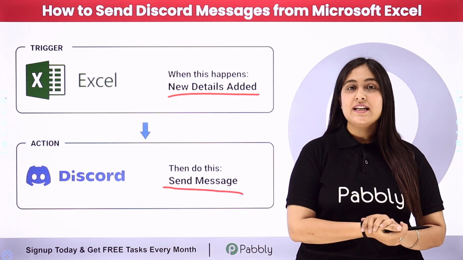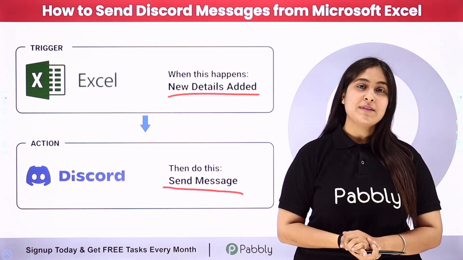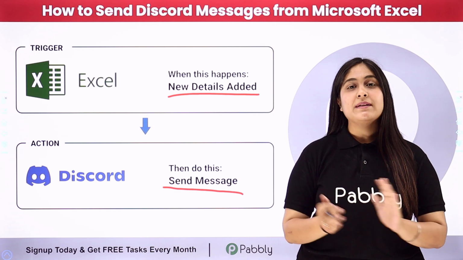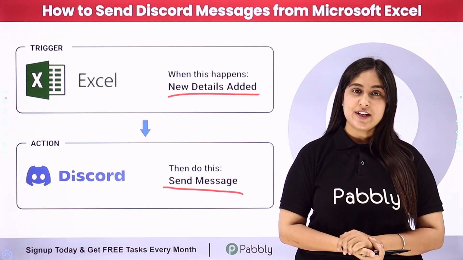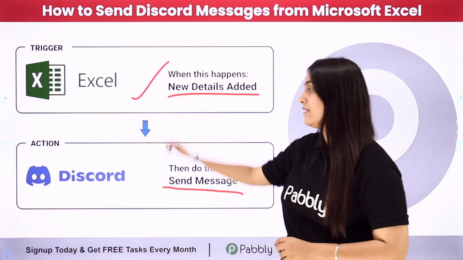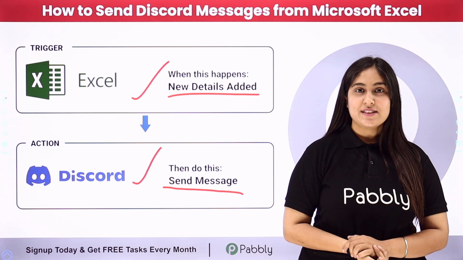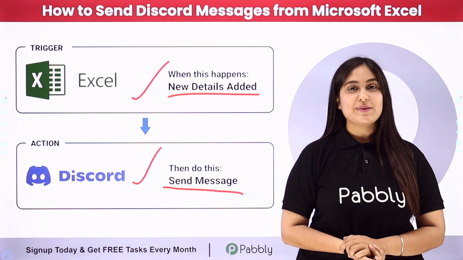To build this connection, I need to connect these applications using an automation software named Pably Connect. Pably Connect works on two principles, that are trigger and action. Our trigger application will be Microsoft Excel and our action application will be Discord. To learn this process step by step, let me take you to my screen.